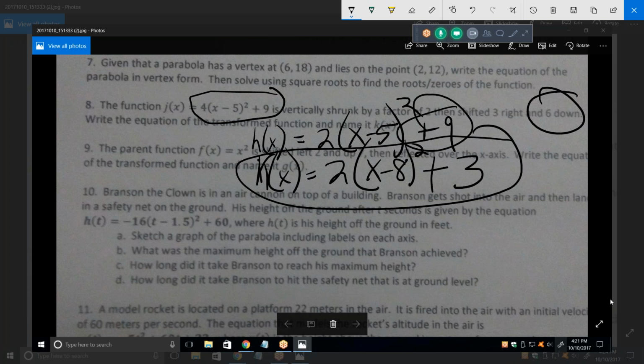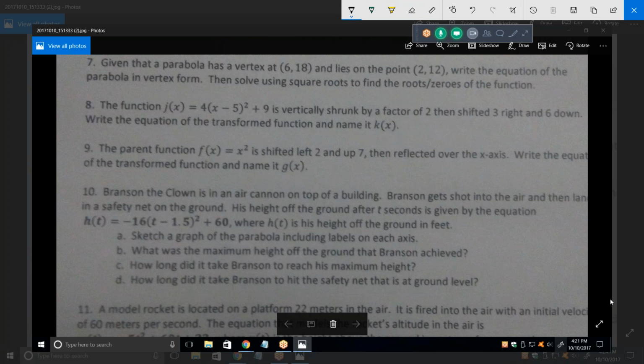Okay. So we're not always transforming just the elementary function. Most of the time we are, but a lot of times we're taking functions that have already been transformed and we're transforming them further. And that's what this problem is all about.